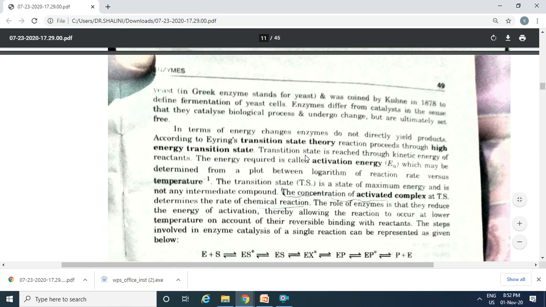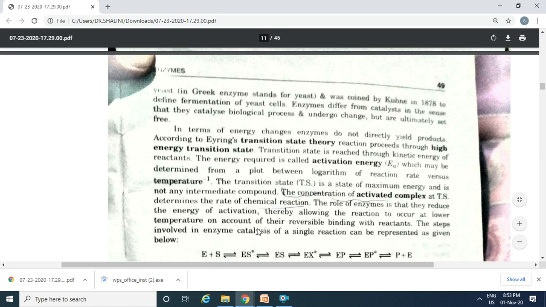According to Eyring's transition state theory, a reaction proceeds through a high energy transition state, and the transition state is reached through the kinetic energy of the reactants. The required energy is called activation energy, which may be determined from the plot of logarithm of reaction rate versus temperature. This transition state is of maximum energy and not any intermediate compound. The concentration of activated complex at the transition state determines the rate of chemical reaction, and the role of enzymes is that they reduce the energy of activation.